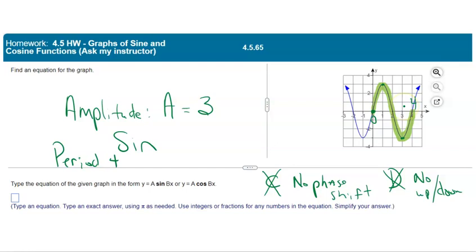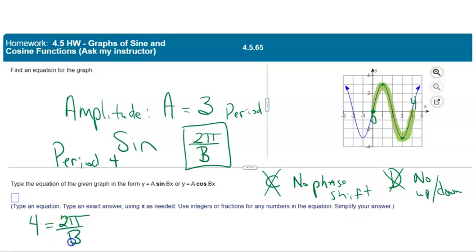Now, the real question is how do you find b? Remember, the period for sine is defined as 2 pi over b. That is your period for sine and cosine. It's always 2 pi over b. Well, we know the period is 4, so let's go to the bottom of the page. 4 is equal to 2 pi over b, and I'm really trying to find b to plug into my formula, right? So I'm going to solve this for b.